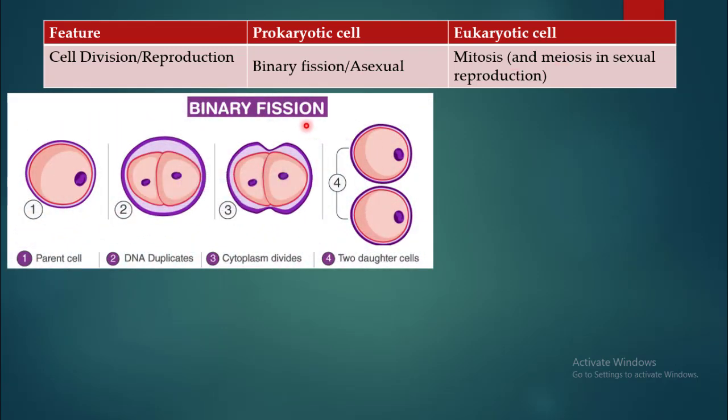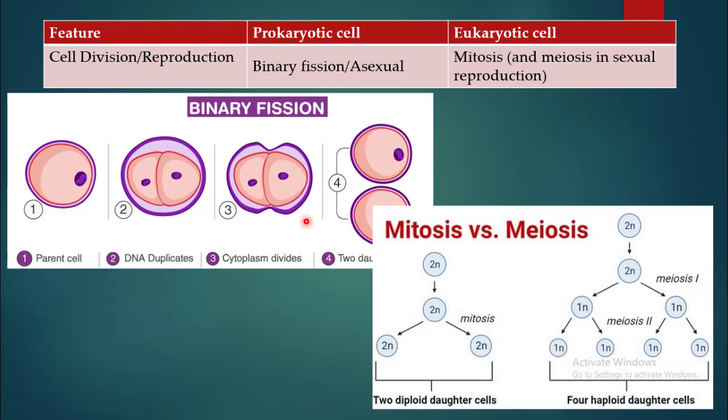So this is a diagrammatic representation of binary fission. There is a parental cell, it duplicates its DNA, the cytoplasm divides, and you have two daughter cells with the same genetic makeup as the parent cell. When you talk about mitosis, the same thing is happening over here. You start with 2n and you divide a single parent cell into two daughter cells, again with the genetic makeup of 2n. In meiosis, you start with 2n, but in the end, you get 4 haploid daughter cells, and all of them have 1n genetic makeup. That means you have decreased the genetic material by half.